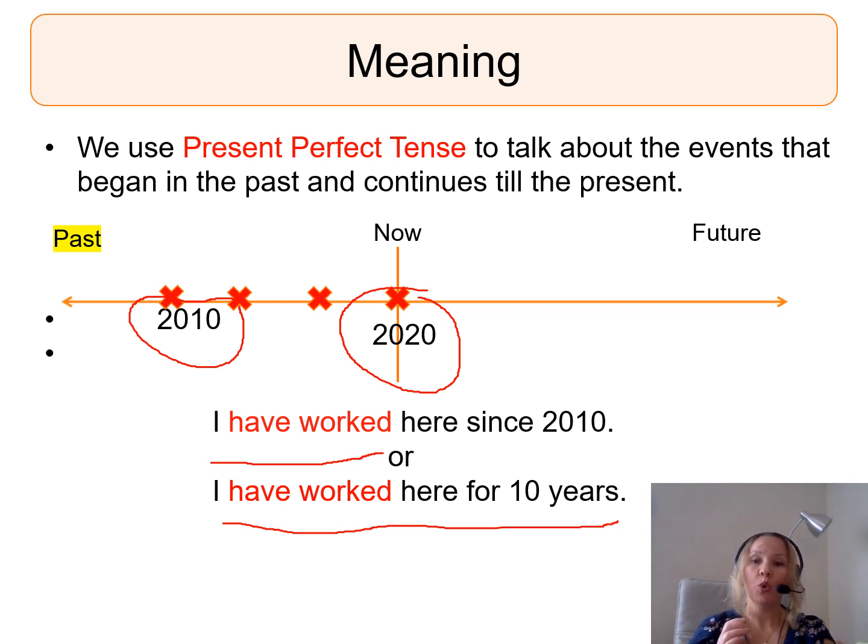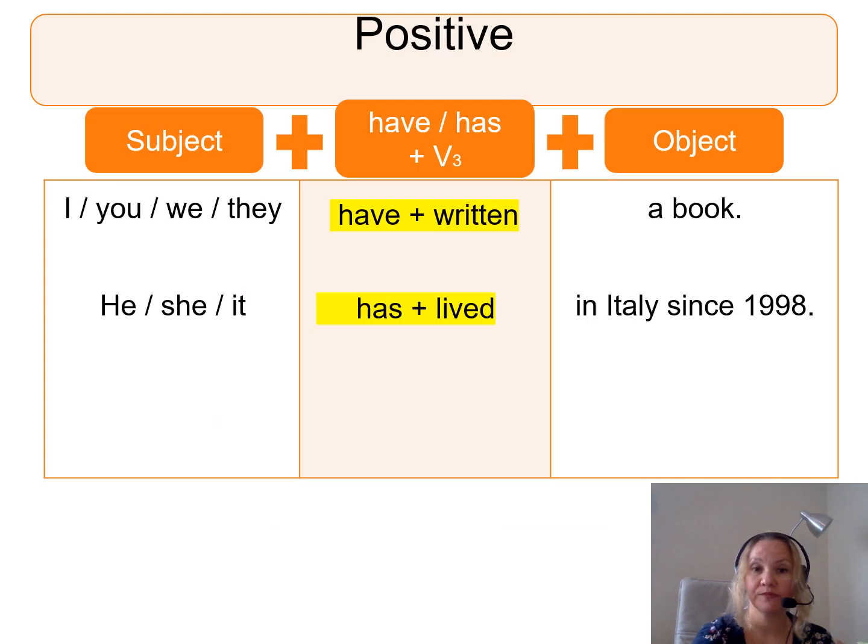Okay, so the second meaning, just to conclude, we use present perfect tense to talk about some event happened in the past and it still continues up till present. Now let's have a look at the rules of how do I make present perfect tense with a positive sentence. Again, we have the subject, I, you, we, they.